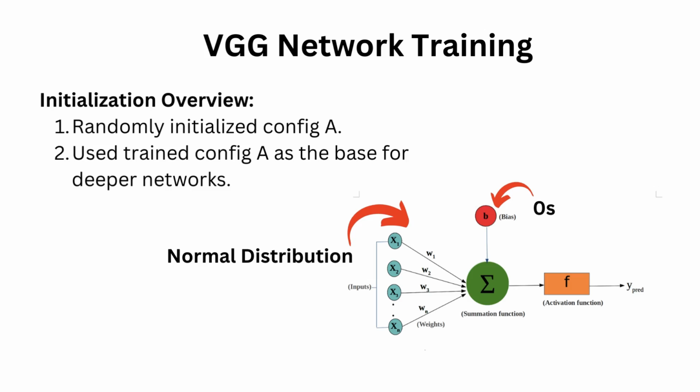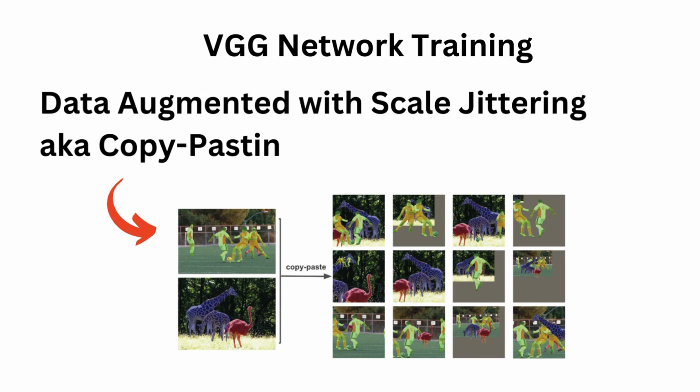Interestingly, the authors noted that another initialization scheme could have been used that would not have required this type of fine-tuning. The VGG network used scale jittering for data augmentation as part of its training procedure to augment the datasets. Basically, it means doing copy and pasting of different data points to create new data points like we see in this picture.